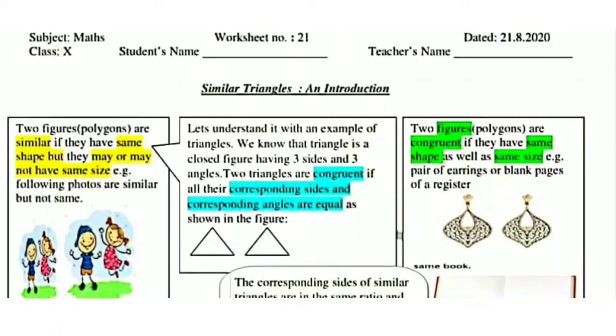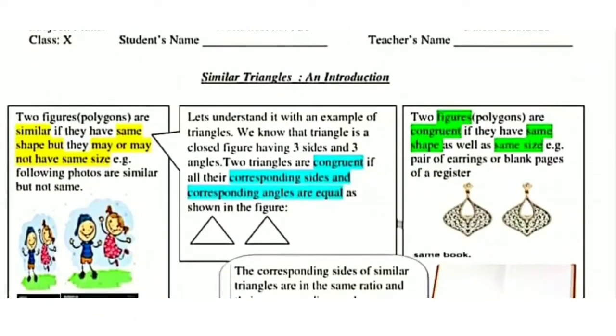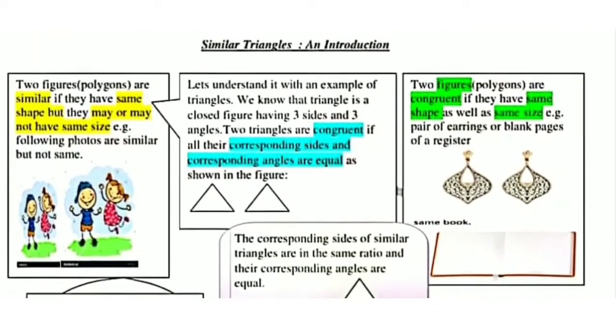We know that a triangle is a closed figure having three sides and three angles. Two triangles are congruent if all the three corresponding sides and corresponding angles are equal, as shown in the figure. So now two figures or polygons are congruent if they have the same shape as well as the same size. For example, a pair of earrings or blank pages of a register.